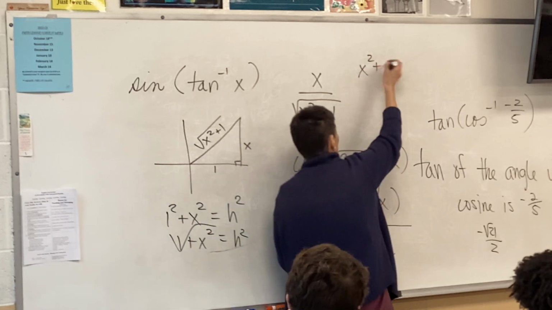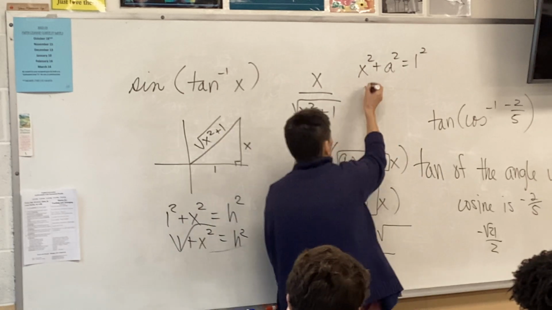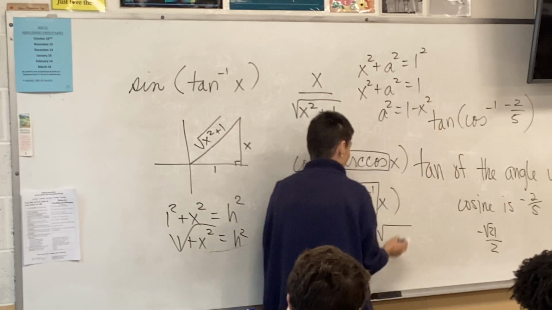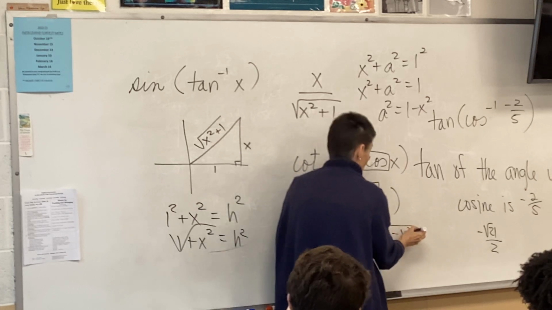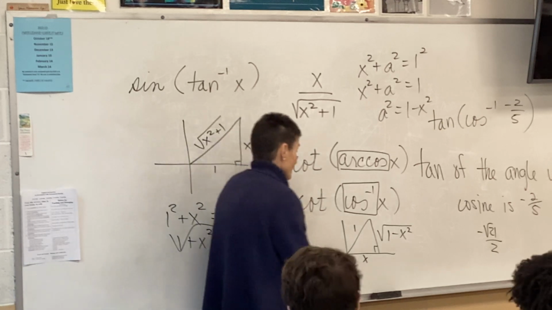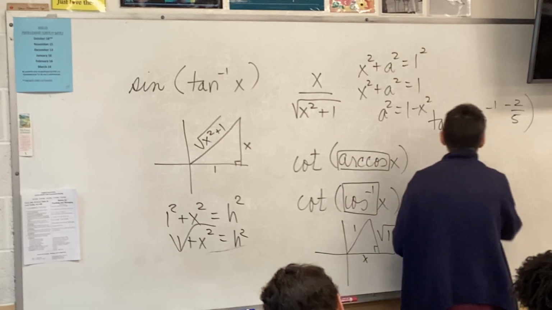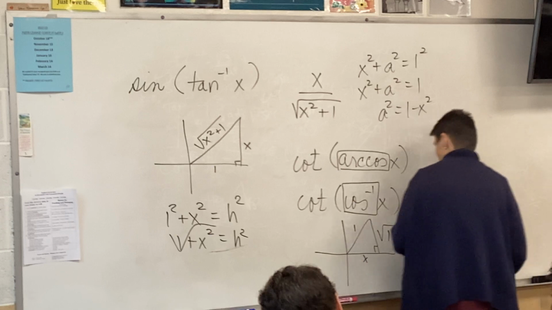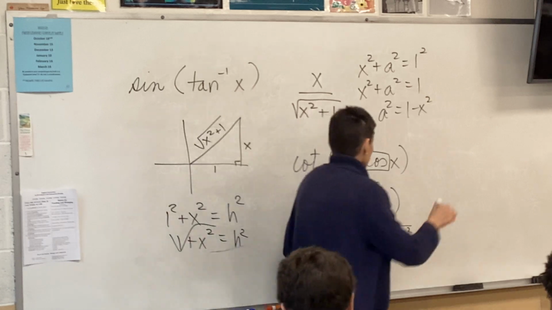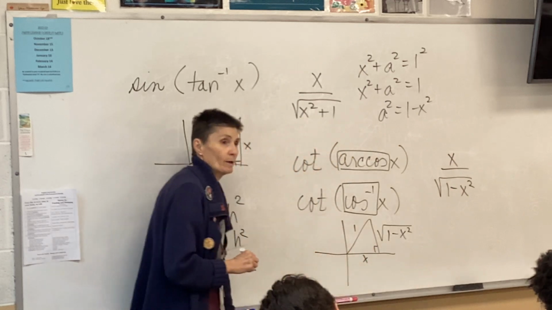So x squared plus a squared equals 1 squared, right? So x squared plus a squared equals 1. A squared equals 1 minus x squared. What is this a? The square root of 1 minus x squared. Now, I need the cotangent. So what's cotangent? Adjacent over opposite. So my final answer is x over the square root of 1 minus x squared.